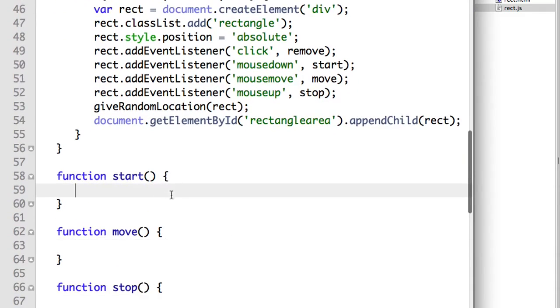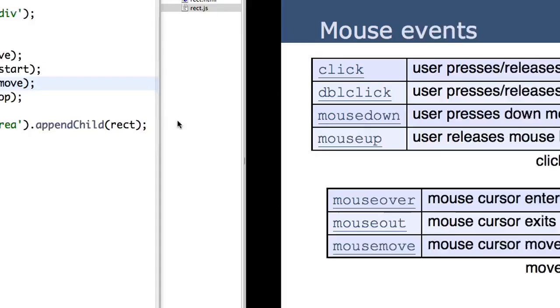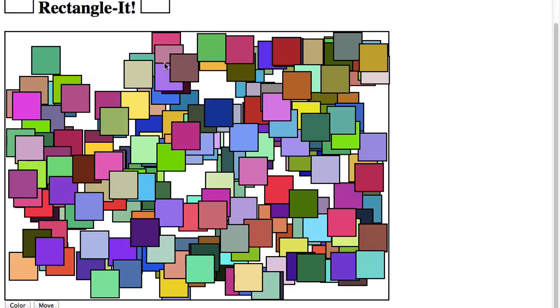Okay, let's focus on move. When we move, mouse move events are going to be fired all the time. Whenever my mouse is over any of these elements, there are mouse move events being fired constantly while I'm moving my mouse over this. But we're not going to actually be doing anything unless the mouse button is pressed. So when the mouse button is pressed, then we're going to actually respond to the mouse move events.